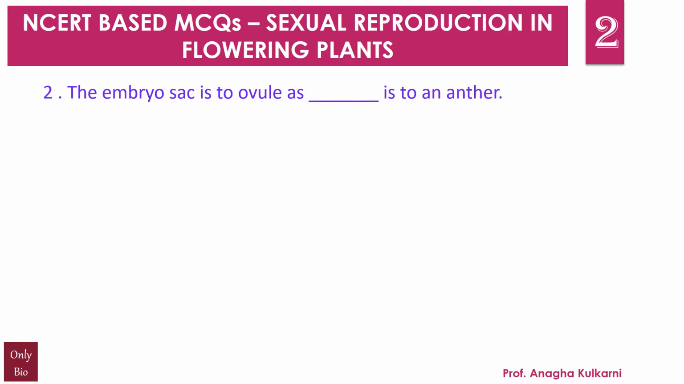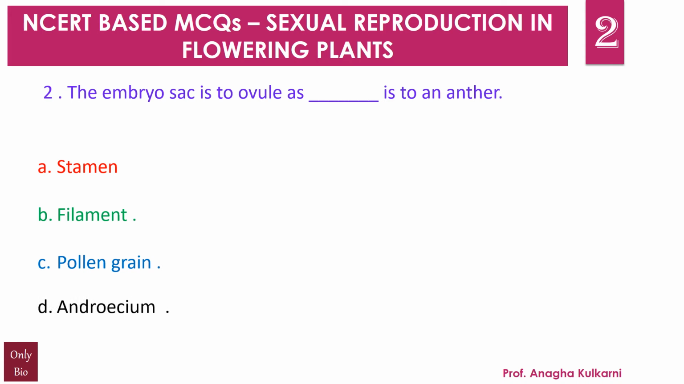Question number 2. The embryo sac is to ovule as dash is to an anther. A, stamen; B, filament; C, pollen grain; D, androecium. And the correct answer for this question is C, pollen grain. So the embryo sac is to ovule as pollen grain is to an anther.